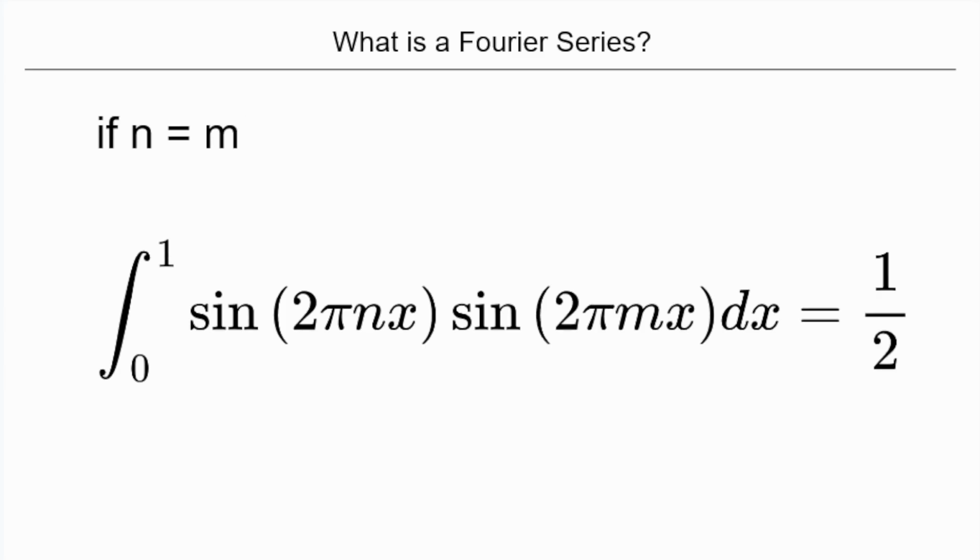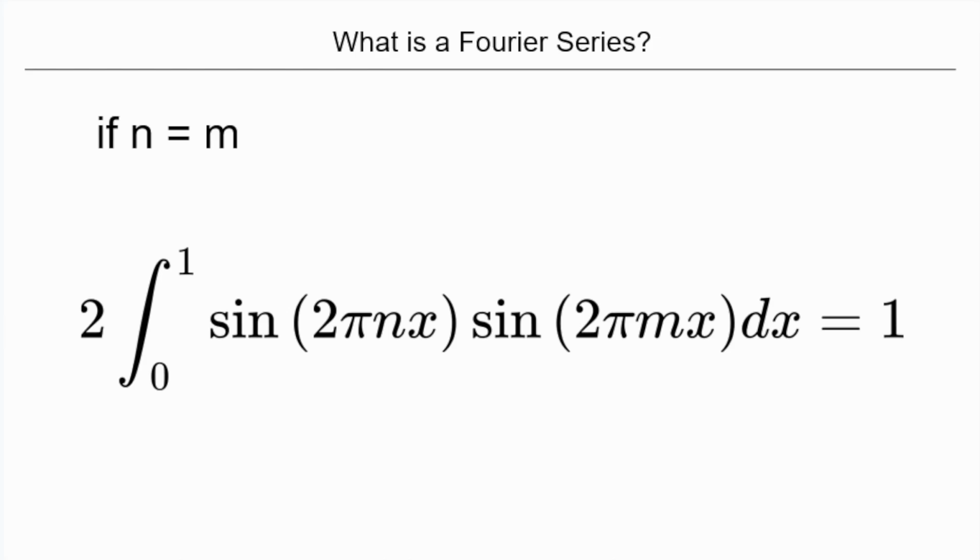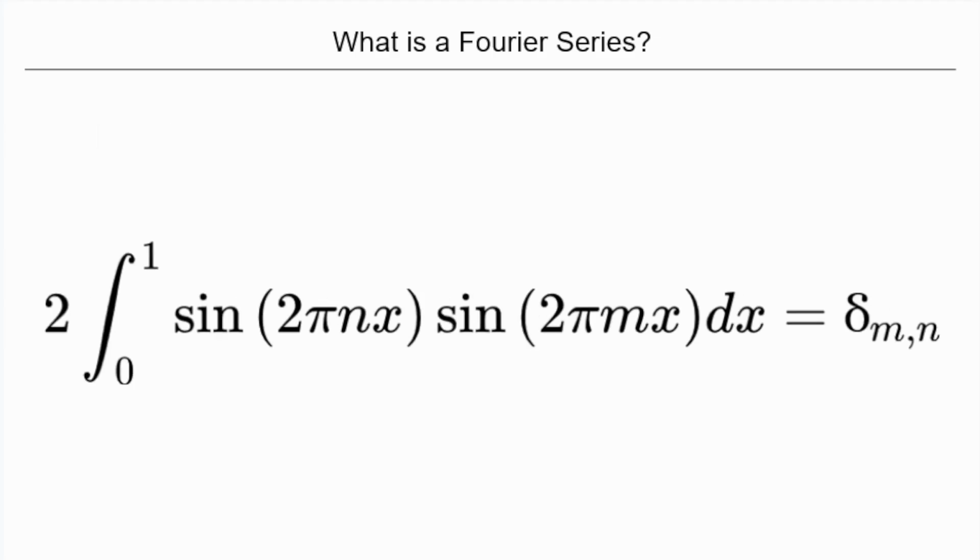However, if they're the same, this integral will turn out to be 1/2, no matter the value of n or m. Let's multiply both sides by 2 to get a 1 on the right hand side. This property of being 1 if n and m are the same and 0 if they're different has a special function. It's called a delta function. The subscript m, n means that if these two, m and n, are the same, it's 1. If they're different, it's 0. So there's really nothing special or scary about this. It's just a neater way to write it.